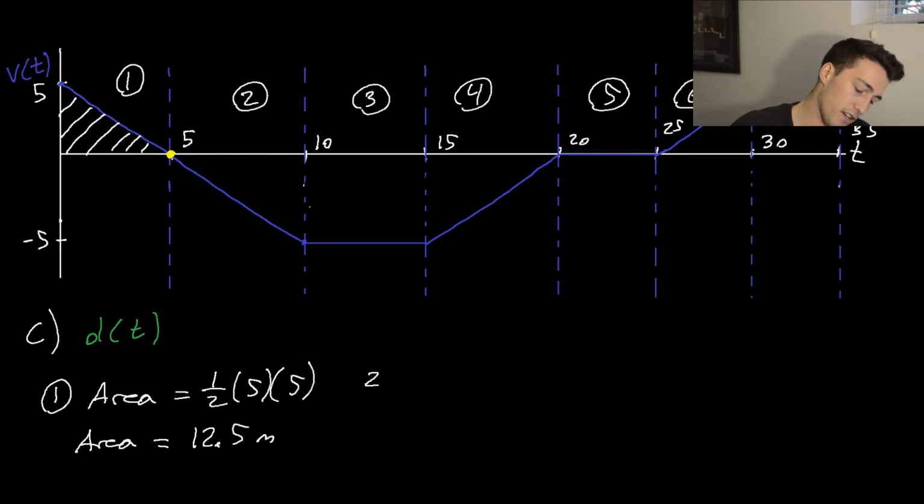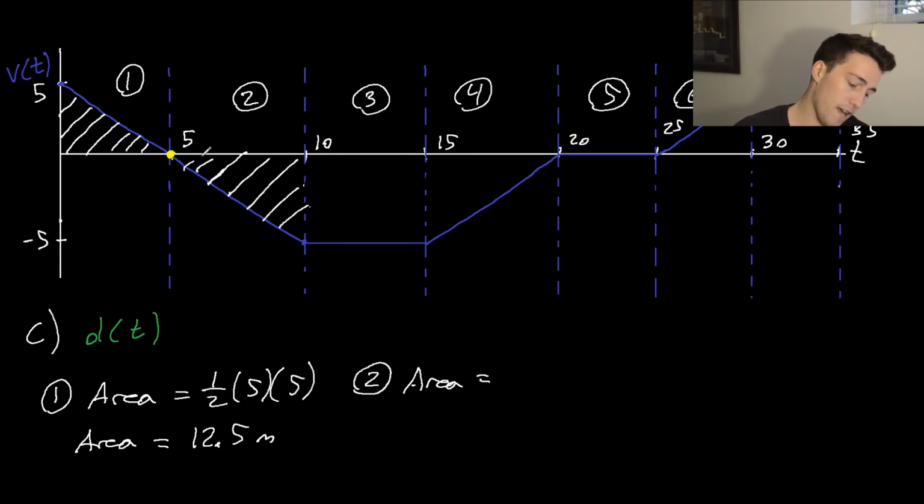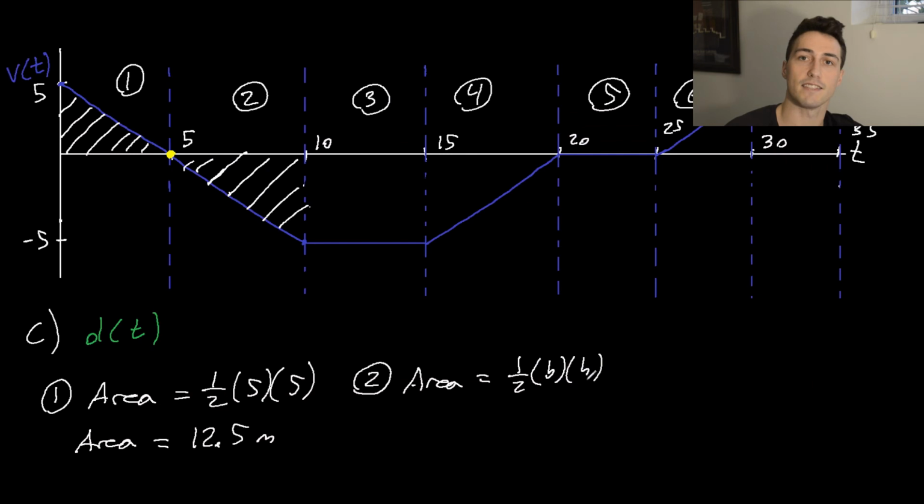Next, we can do the area of section 2. The area for section 2, same formula, right? We have this triangle here that we're trying to find, like this. And for section 2, it's going to be 1/2 base times height. But here, the height is -5, so we have to account for that. So the area is going to be the same exact area as section 1, but it's going to be -12.5 meters.